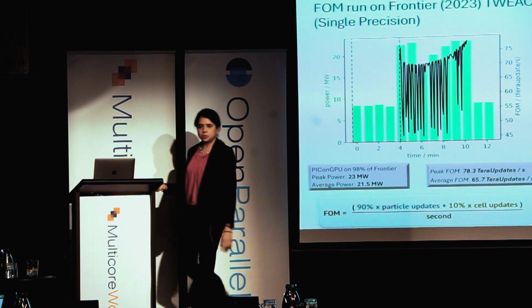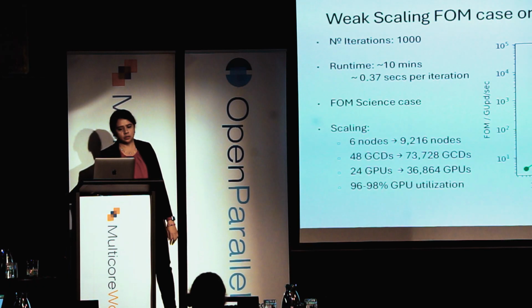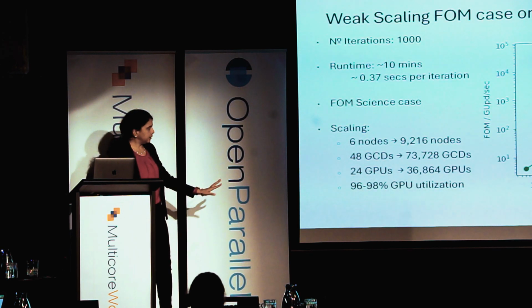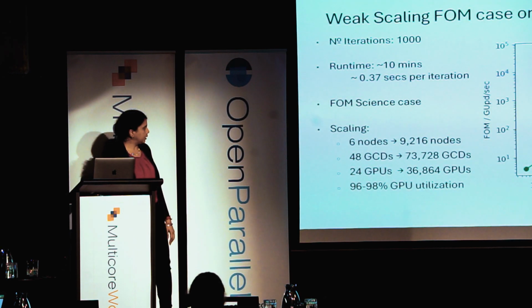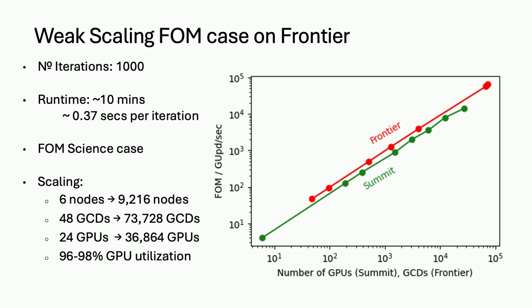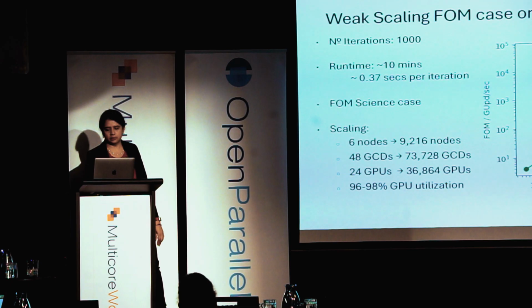So obviously you could do more science. That's a no-brainer. This is weak scaling, no surprises, ran pretty well. Scaling from 48 to 73,000 GCDs, again, divided by 2 is the number of GPUs you have on Frontier. So X number of GPU utilization, great.